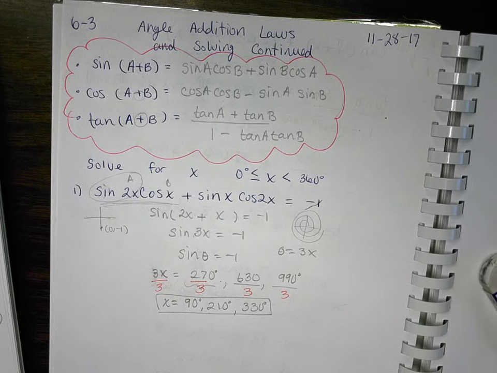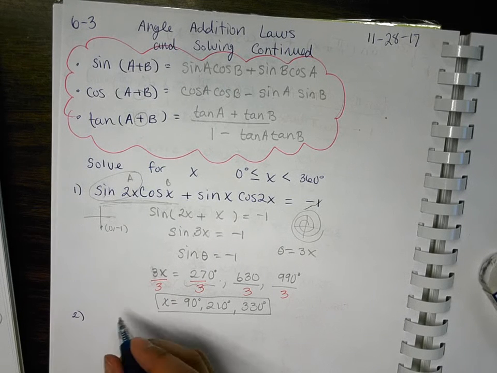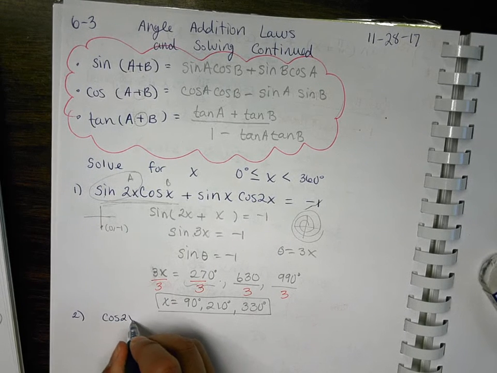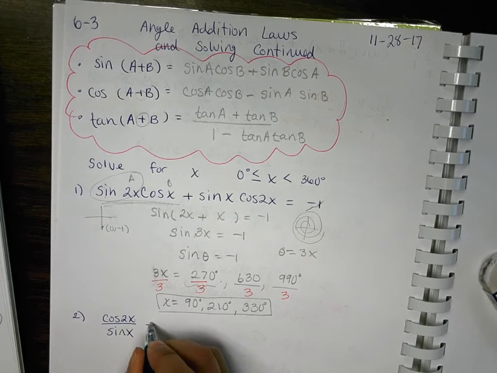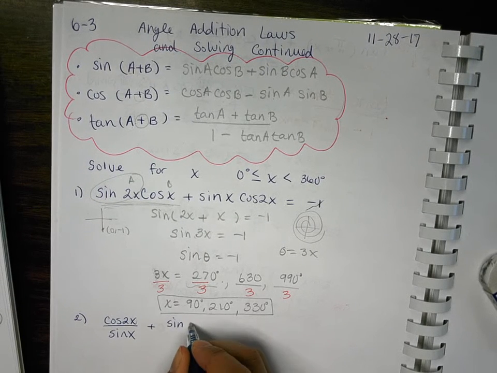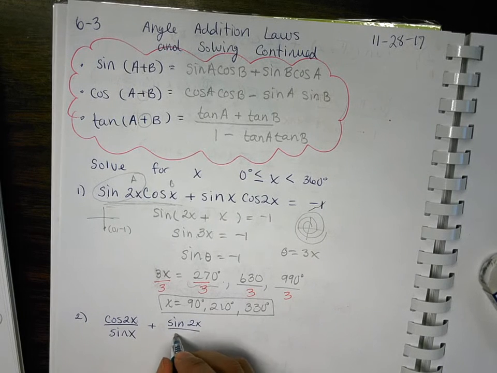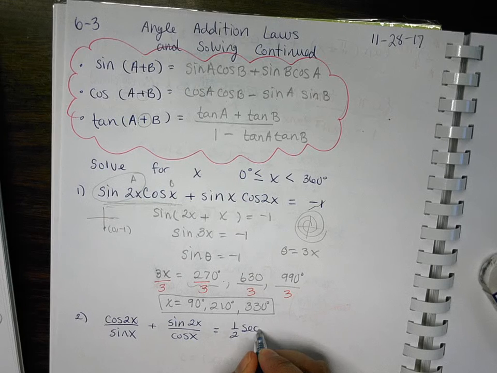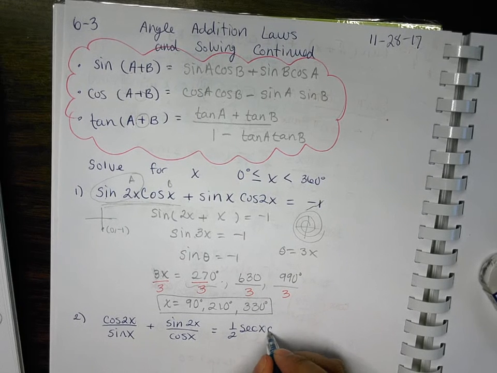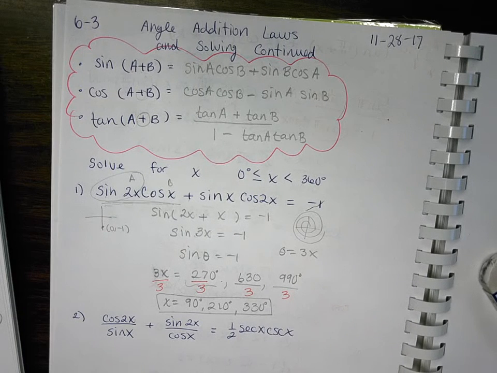Okay. Number 2. Cosine 2x over sine x plus sine 2x over cosine x equals 1/2 secant x cosecant x. It looks a little crazy. Do you agree? Should we change the right side to sine and cosine?